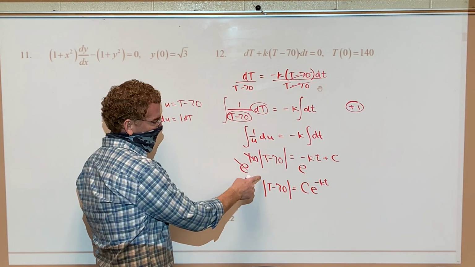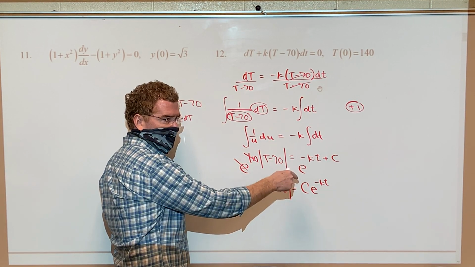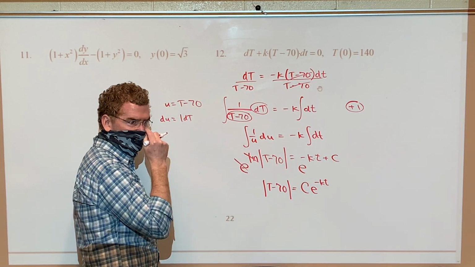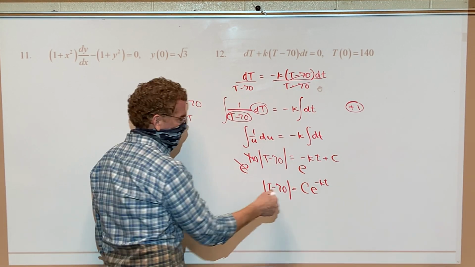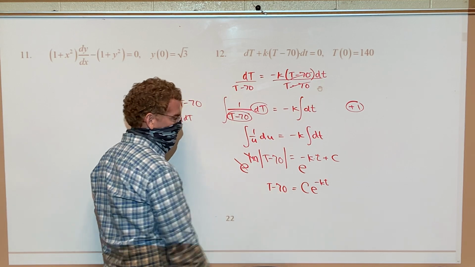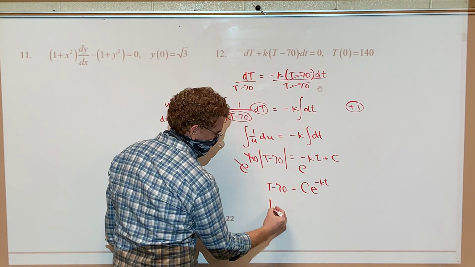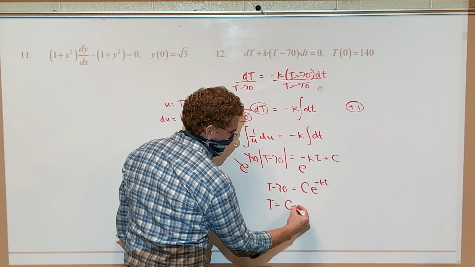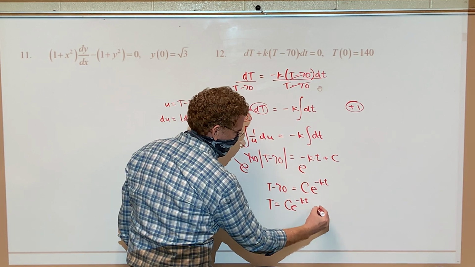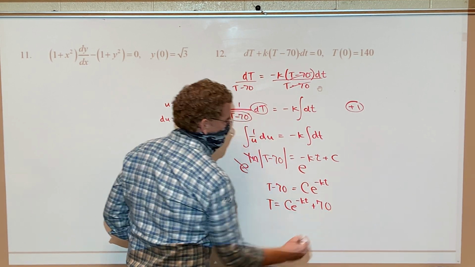And at this point, absolute value gives me plus or minus, but what does the c do to that plus or minus? Kind of absorbs it or swallows it up. And then I've got to add a 70. So C e to the negative kt plus 70.